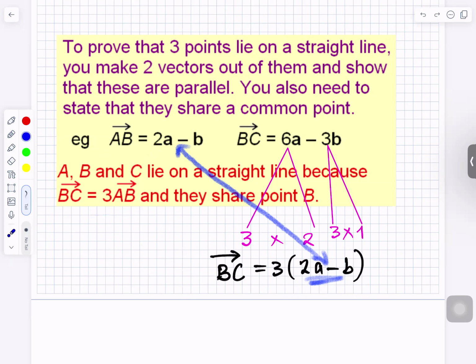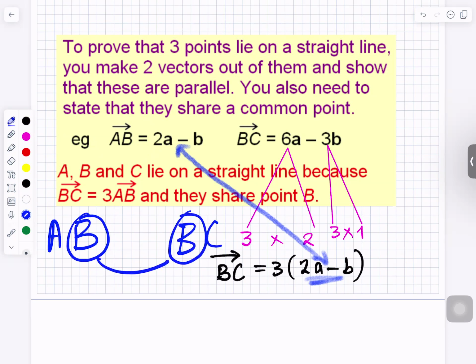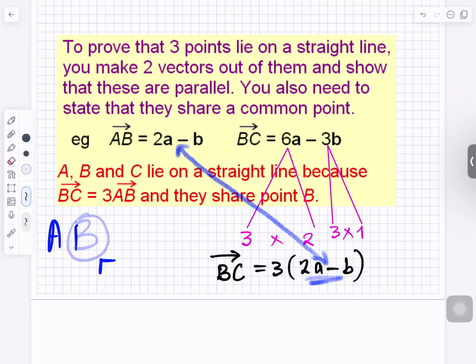And what do they have in common? They share a common point B. There's B in the first one, in AB. And BC, there's B there. So they share that common point B. And that's what you would say, they share a common point.